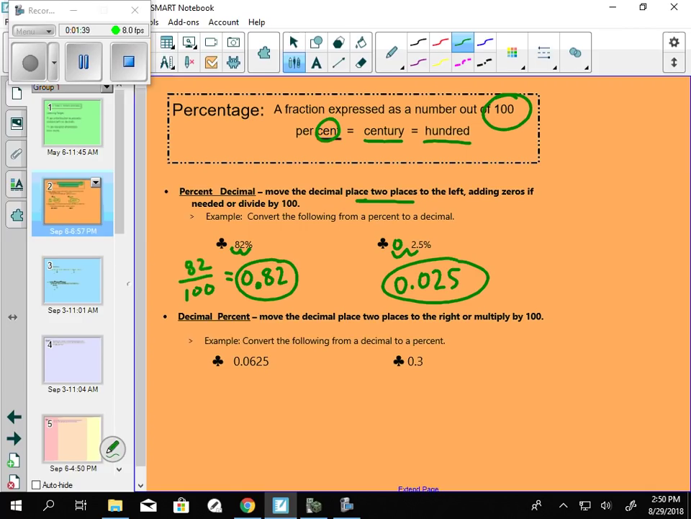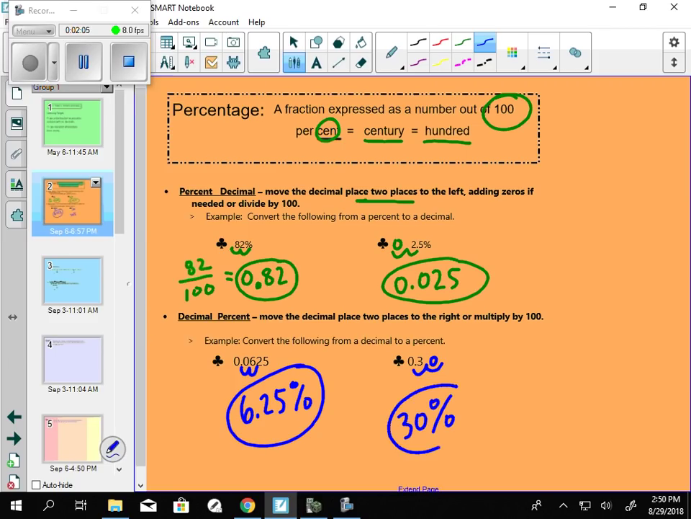If you want to go decimal to percent, then we want to times by 100 or move the decimal the opposite way. So here we would move it 2 times to the right. So this decimal would be the same as 6.25%. Doing the same thing here, moving it over once puts it to the right of the 3. Moving it a second time results in this open space. Again, you fill open spaces with zeros. So 0.3 is the same as 30%.